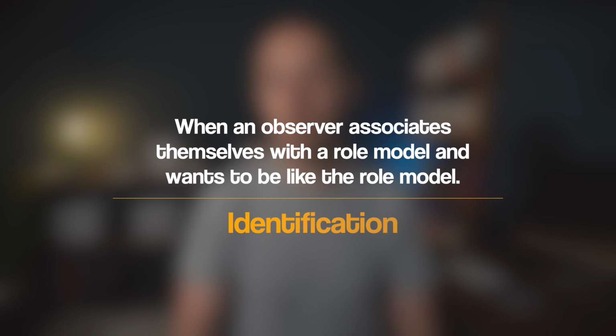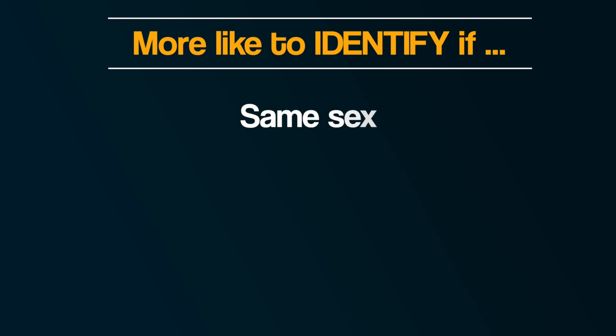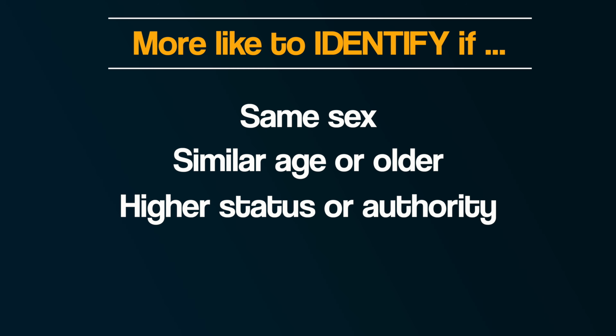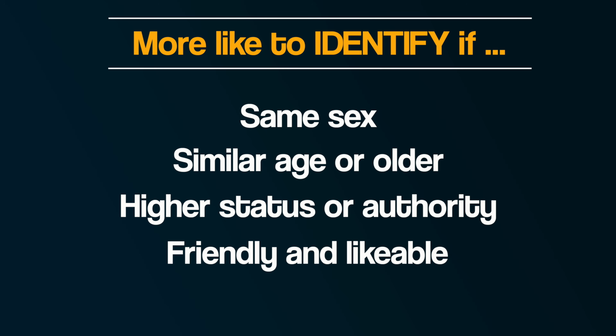Now, just because we observe a model doesn't mean that we're going to imitate that behaviour. One factor that affects imitation is identification. This is when an observer associates themselves with a role model and wants to be like the role model. People, and especially children, are more likely to identify and therefore imitate the behaviour of role models they are observing if they're of the same sex, they're of a similar age or older, they have a higher status or authority, they are friendly and likeable.